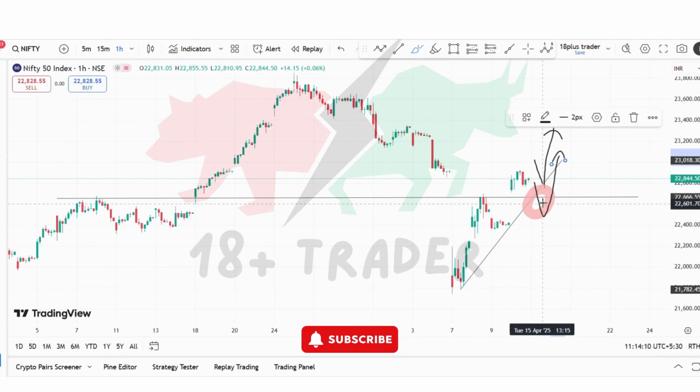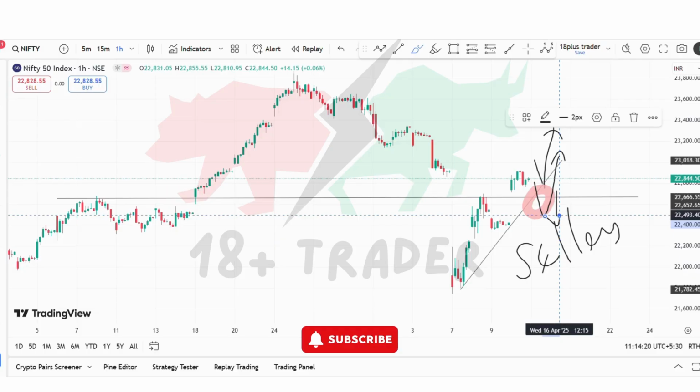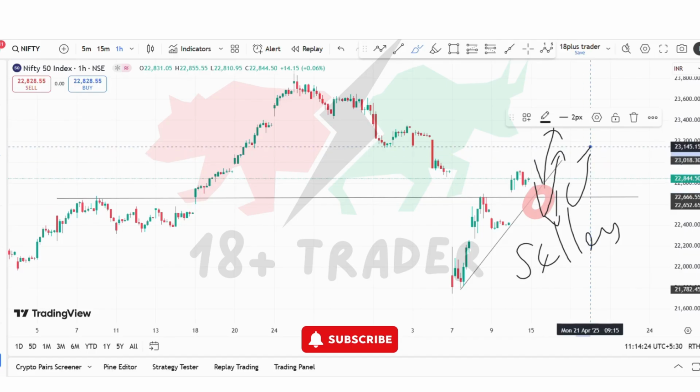Why particularly here? Most of the sellers are waiting here, because when the market breaks this trend line, every seller comes with a put side order. What happens when they load put side orders? The market reverses from here and traps everyone. This is a simple move expected tomorrow.